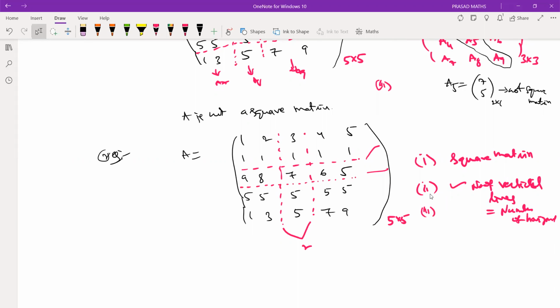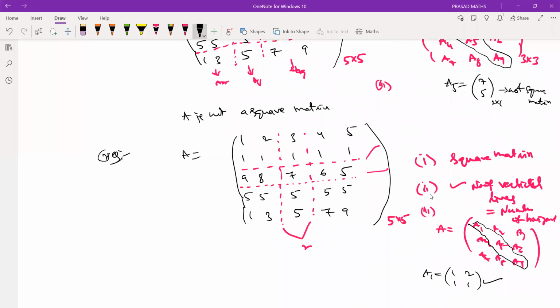Next, what are the diagonal blocks? This is A1, A2, A3, A4, A5, A6, A7, A8, A9. My diagonal blocks are A1, A5 and A9. What is A1? A1 is a square matrix. Next, what is A5? It is 7. It is also a square matrix, a 1 by 1 matrix. What is A9? A9 is 5, 5, 7, 9. It is also a square matrix.